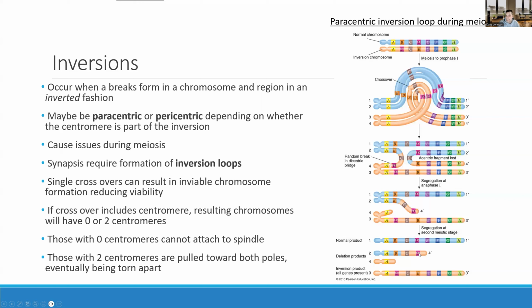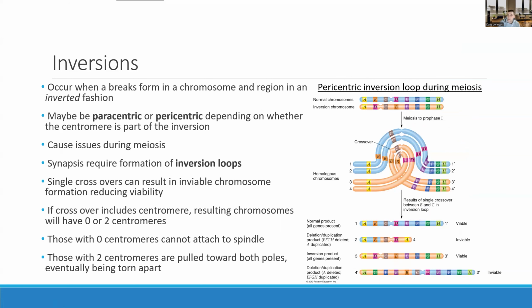Another one has A, B, C, D, but neither of them have E, F, G, H. These two right here are not going to be compatible with life, okay? And it has to do with the number of centromeres that are going to happen when this occurs and the formation of this loop. Let's look at what happens then in the example of the pericentric inversion.